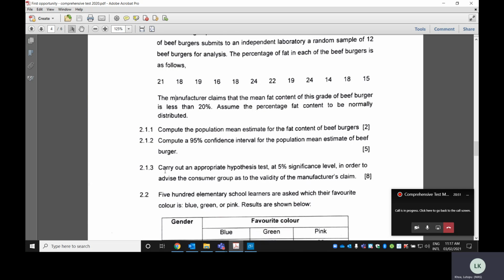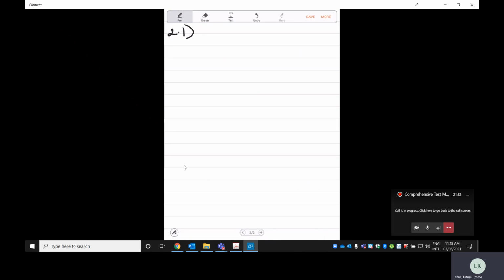Number 1, 1.1, compute the population mean estimate for the fat content. So calculate the mean, and we know how to do that. You add each of these terms, you add them all together and then divide by 12 because there's 12 elements. So let's do that. This is 2.1.1, x bar. This is equal to the sum of all the x's divided by n. The sum of all the x's, this is 228 divided by 12, and this is equal to 19.